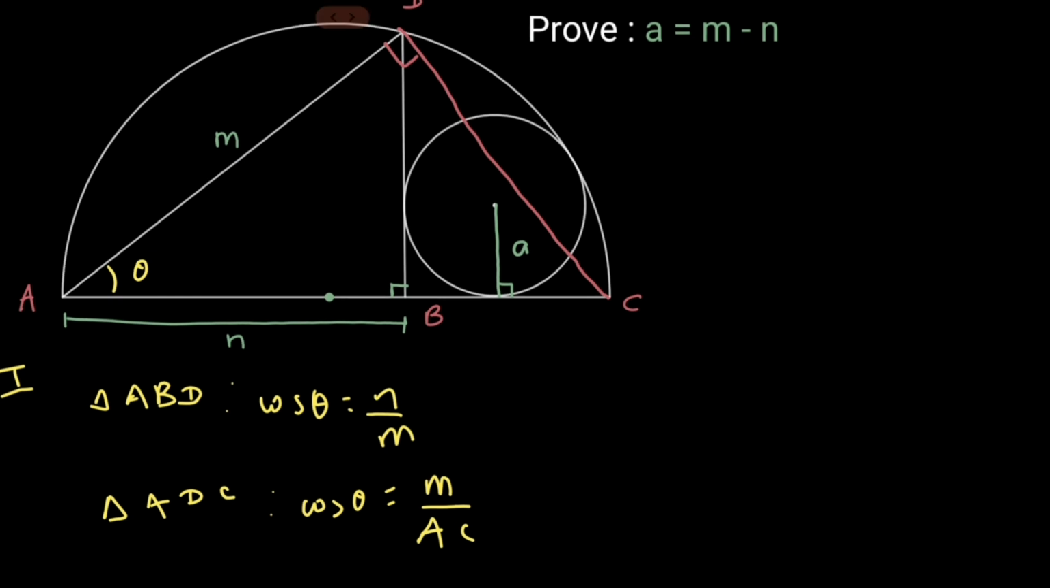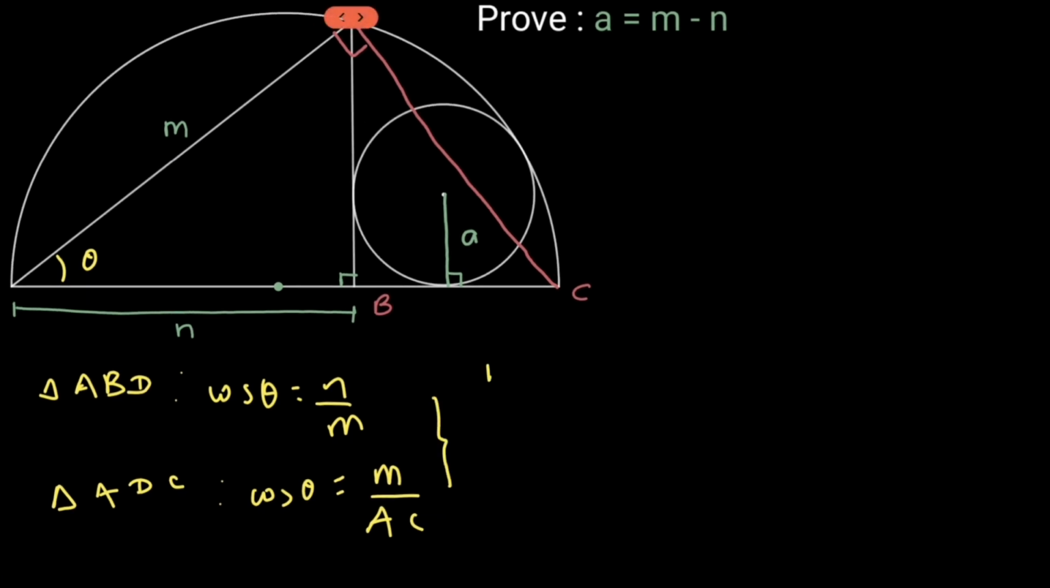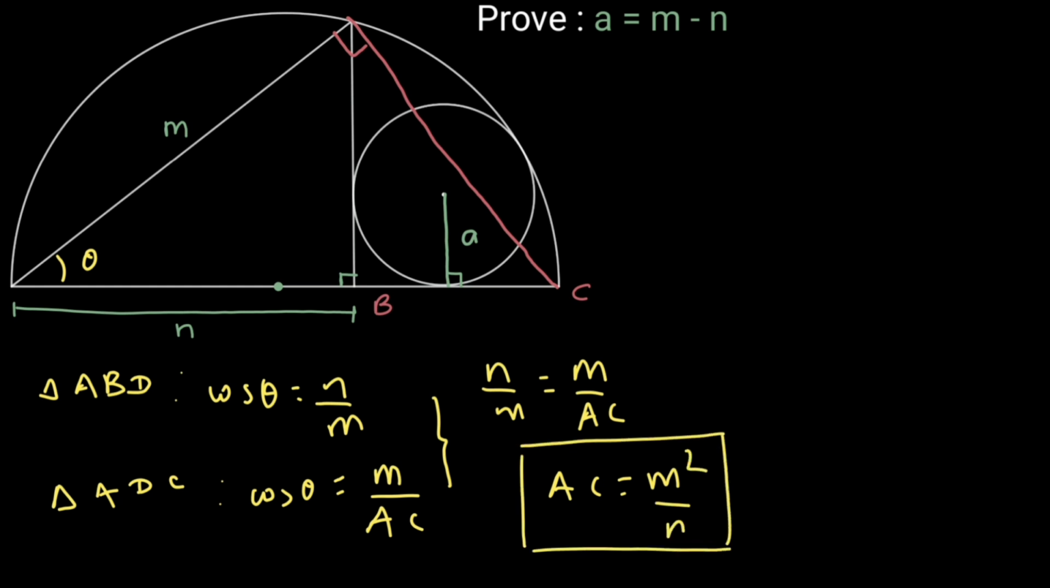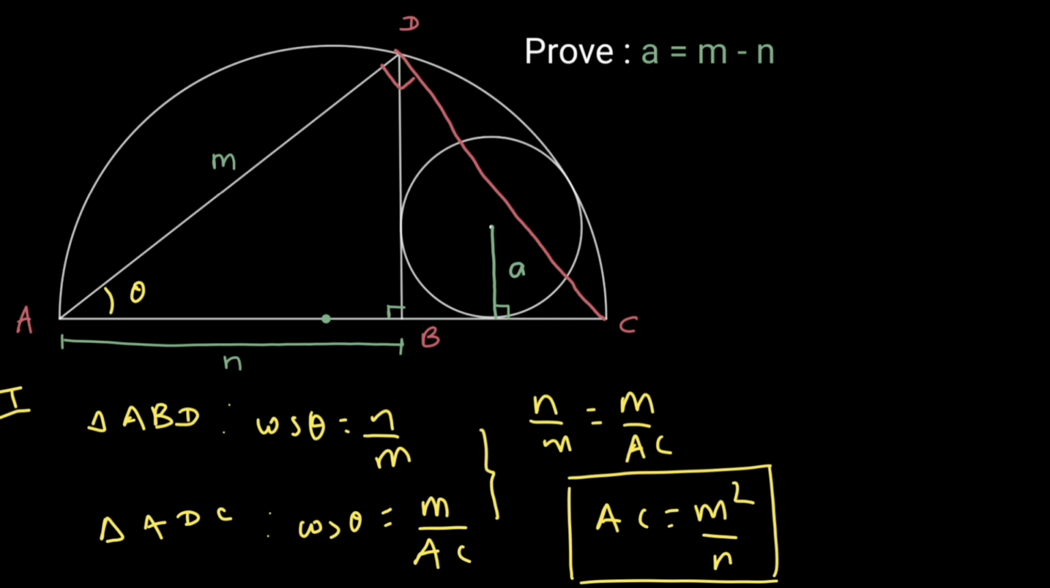Okay, so now we can compare these two ratios. So we will get n upon m equals m upon AC, and from here the value of AC would be equal to m square upon n. Okay, so this was using the trigonometric method. So this was the first method to get the value of AC, that is m square upon n.